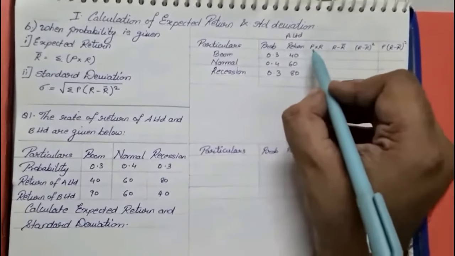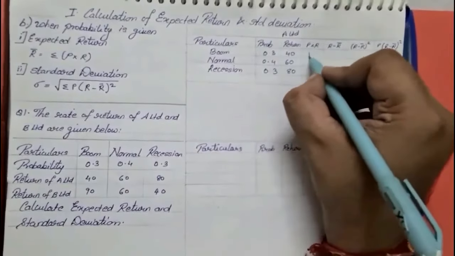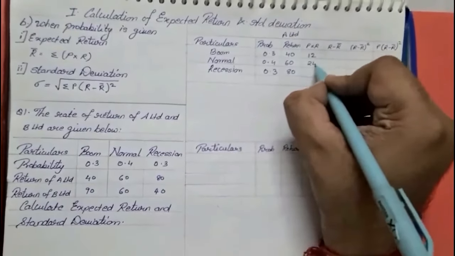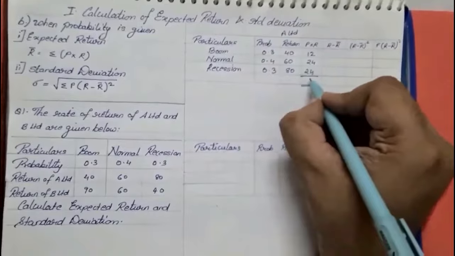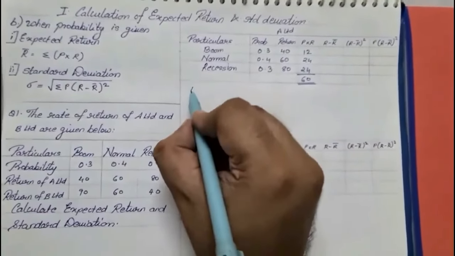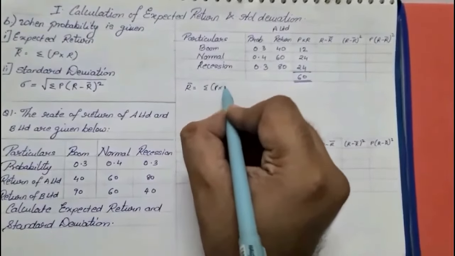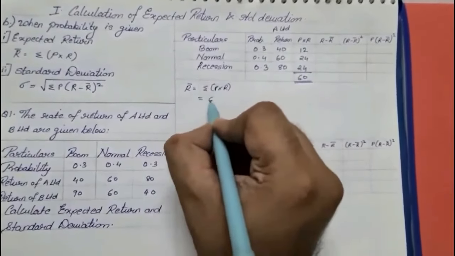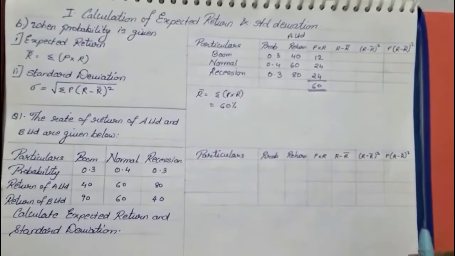Now we need to find P into R, so we'll multiply probability into return and we get the values as 12, 24 and 24, and we need to get the total of P into R, which comes to 60. So here our first formula, that is expected return R bar, is equal to summation of P into R, which comes to 60%. So that's our first answer.